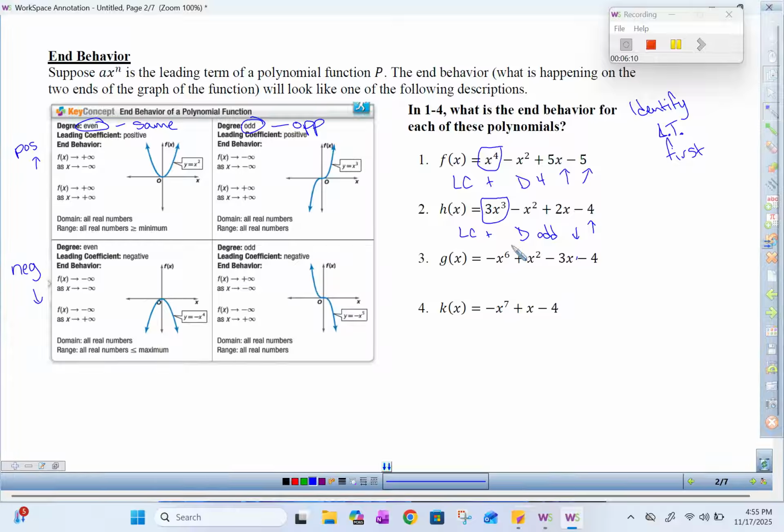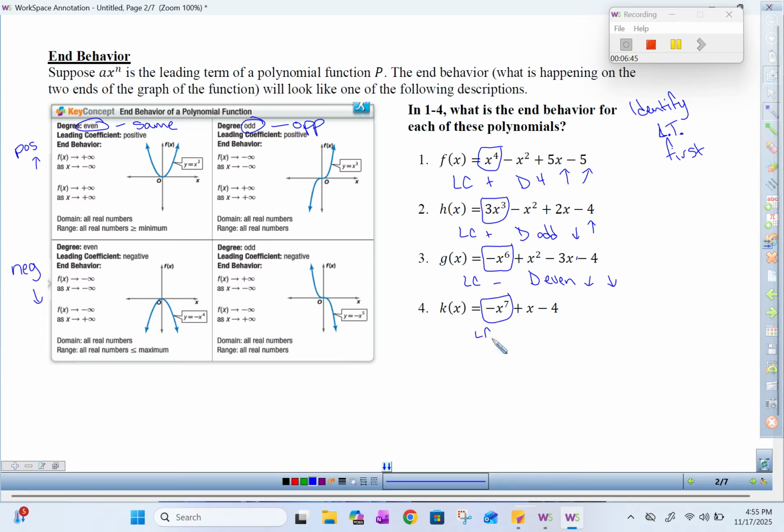Number 3 here, our leading term is that first one again. We've got a leading coefficient that is negative, and then we have a degree that is even. So even, they both need to go the same direction, and the leading coefficient tells us that direction has to be down since it's negative, and then we match that with the even. Okay, so pause the video, try out number 4 for me.